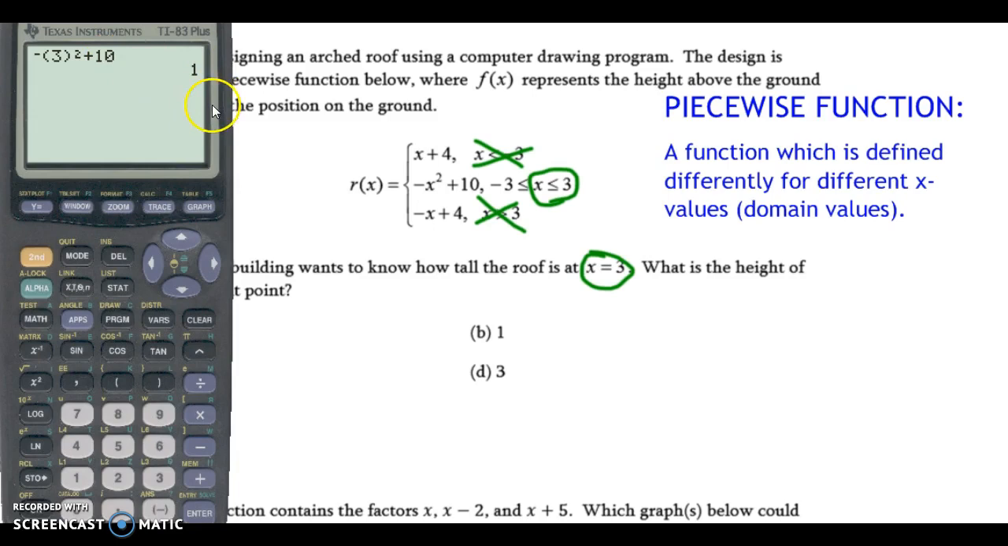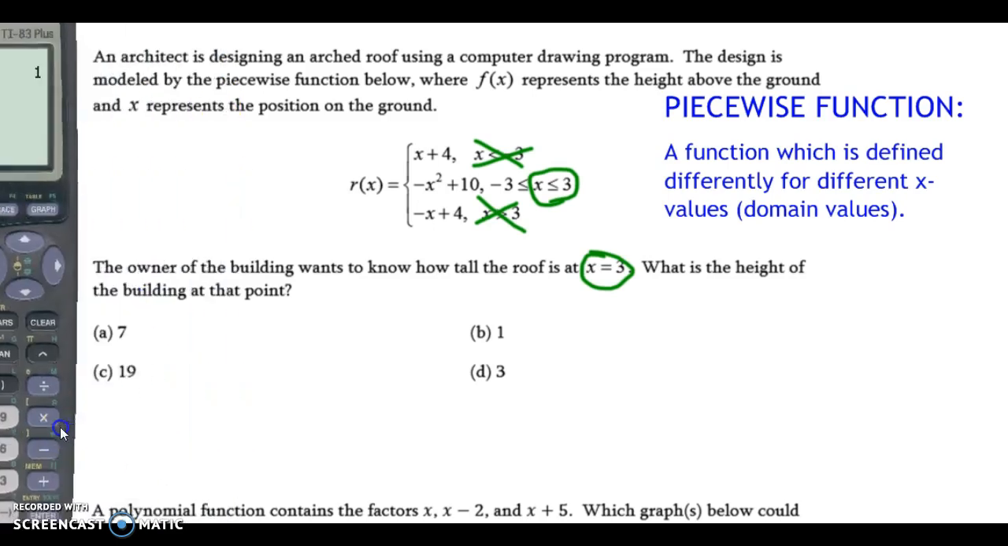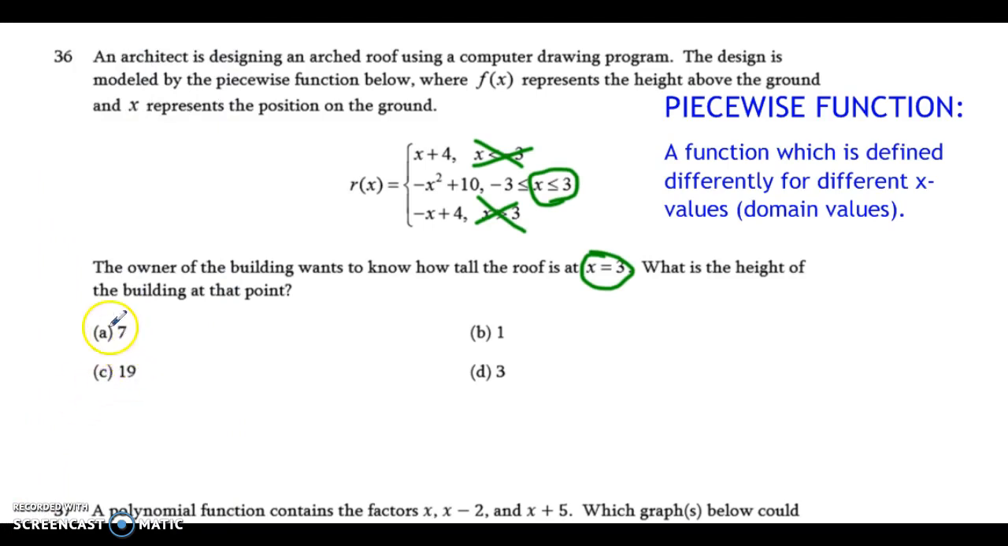That gave me 1. That's my y value, my output value. So I'm looking for all the different y values here. I got 7, 19, 1, and 3. My correct answer is choice B, 1.